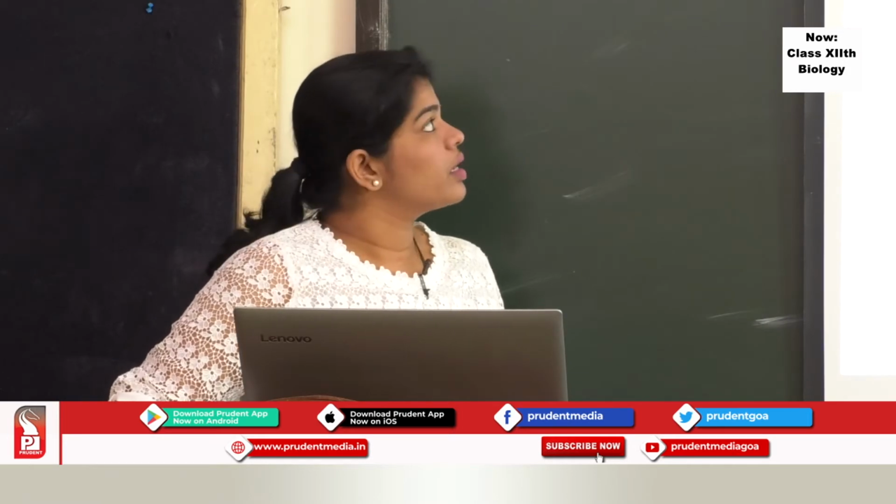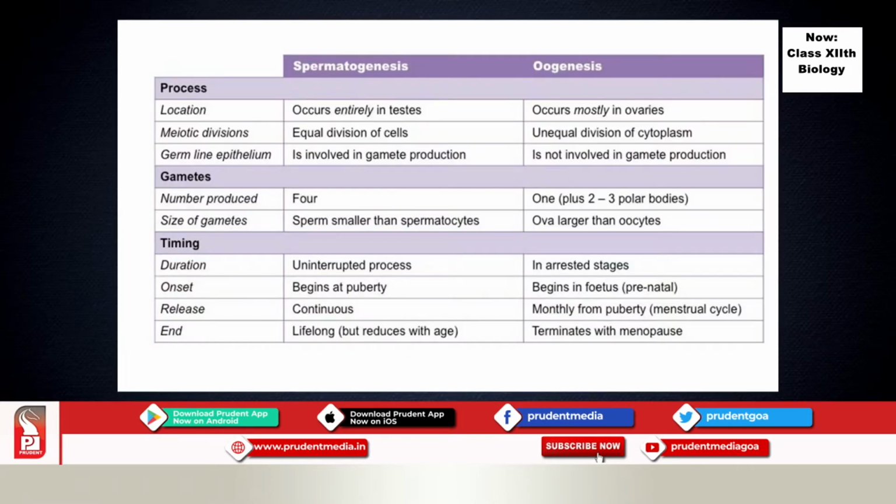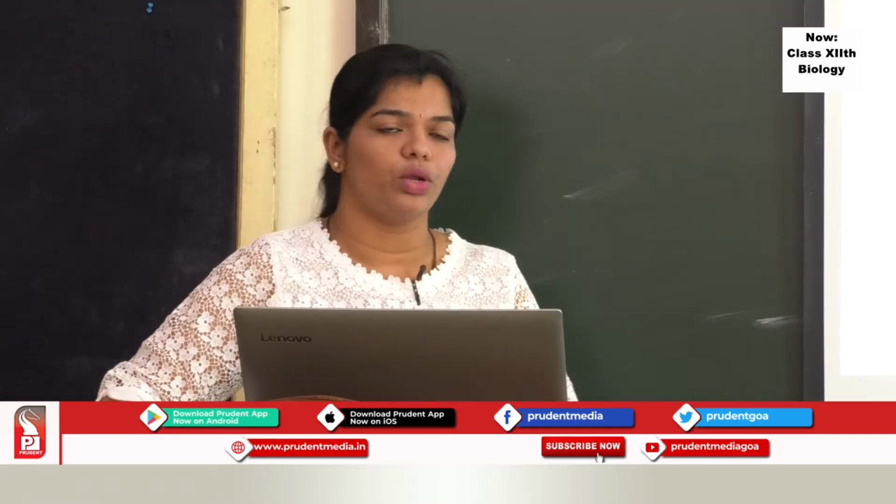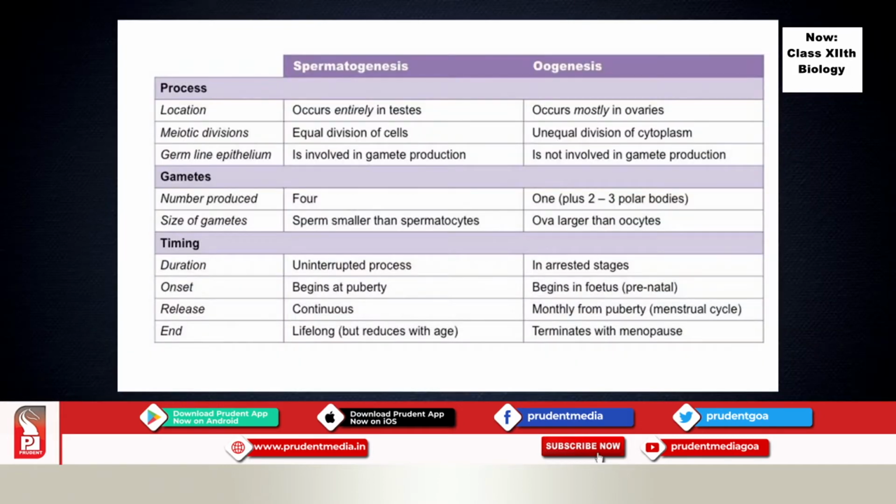Meiotic division: in spermatogenesis it's equal division, whereas here it's unequal division of cytoplasm, because only one gamete is formed and then the second polar body. The germinal epithelium inside the seminiferous tubule is involved in gamete production, whereas inside the ovary the germline cells are not involved in the production of the gamete.